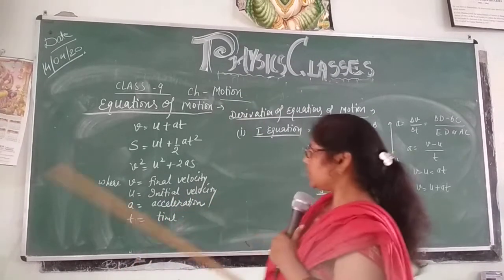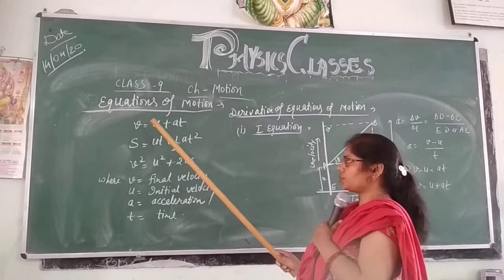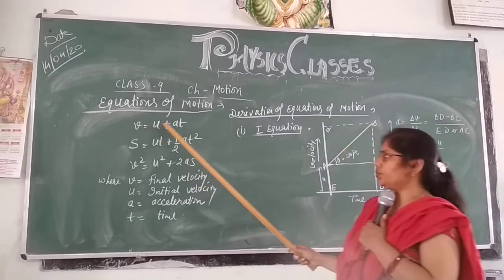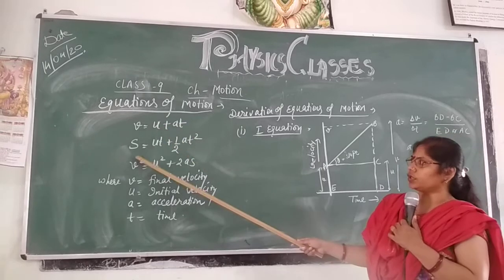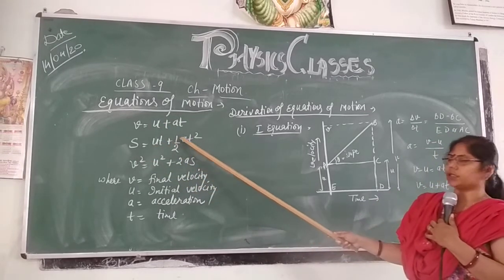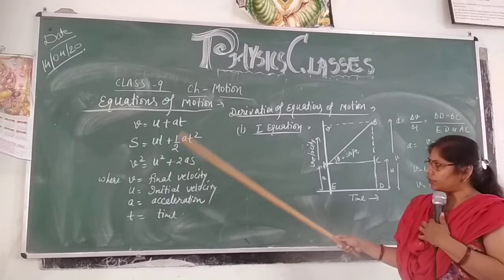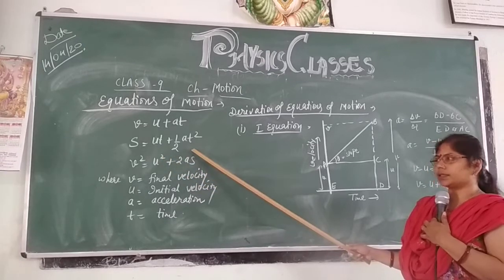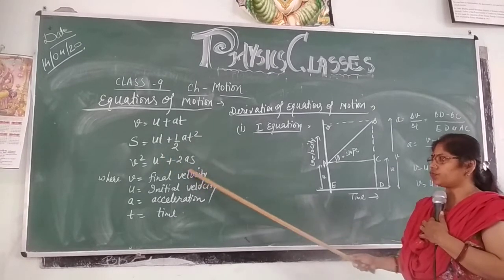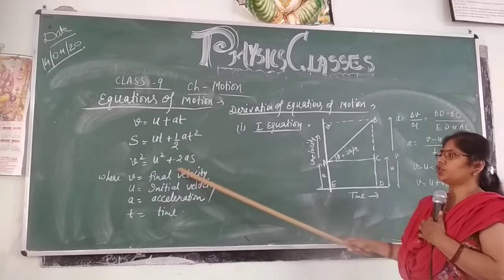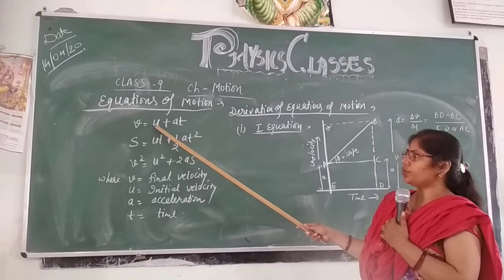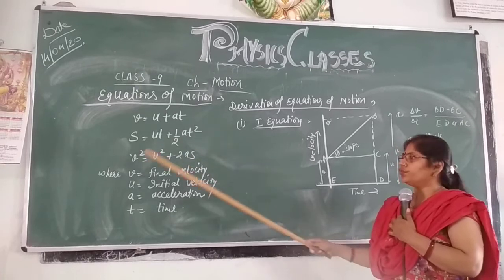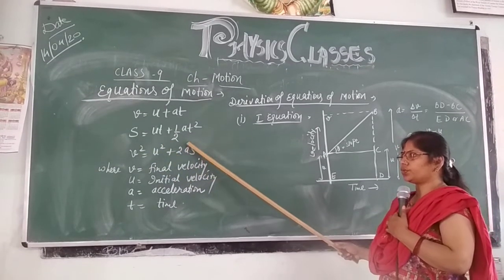Now the equations are three equations. First one is v is equal to u plus at. First equation of motion is v is equal to u plus at. Second equation is s is equal to ut plus half at square. Third one is v square is equal to u square plus 2as. Again I repeat, all these equations are known as the equations of motion. v is equal to u plus at, s is equal to ut plus half at square, v square is equal to u square plus 2as.